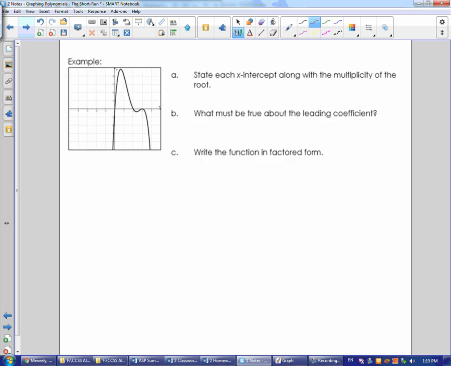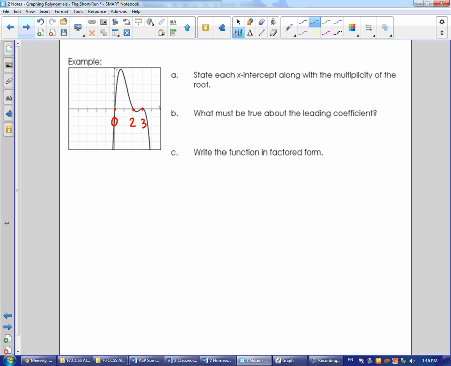Let's do another example. So here's another function. And the first thing we want to do is identify the x-intercepts and the multiplicity of the root. So I'm going to look for all the places that the graph either touches or crosses the x-axis. So that's going to be here, here, and here. And let's go ahead and identify the x-intercepts. I've got one at 0, one at 2, and one at 3.